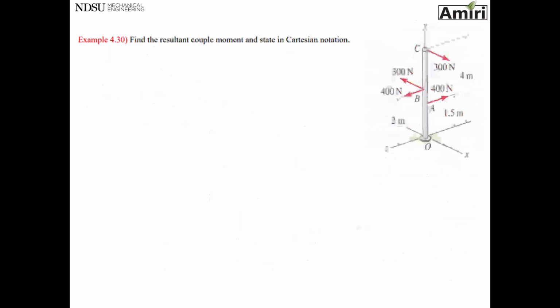Find the resultant couple moment and state it in Cartesian notation. Okay. Resultant couple moment. If you look at this problem, it doesn't tell you to find the force pointing at point O or point C or move it there. Because if you look carefully at the figure, you see two couples. You see these two. They are parallel, same magnitude, opposite direction, at a distance. And then I see these two. Same magnitude, opposite direction, parallel, at a distance. So what we have here is summation of couples moment.